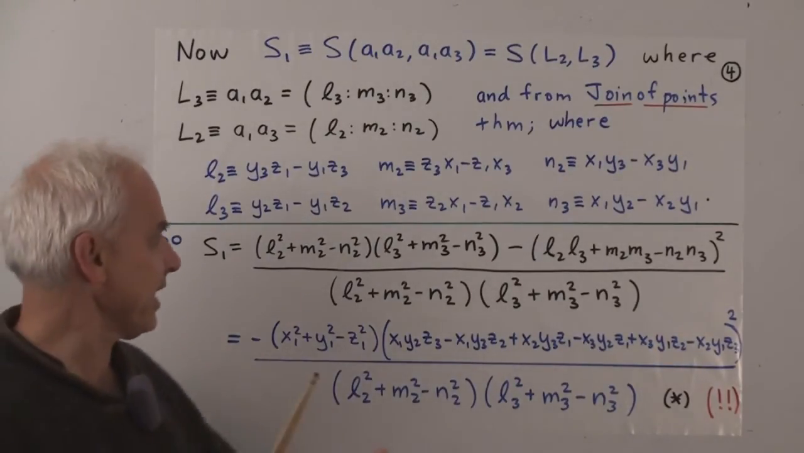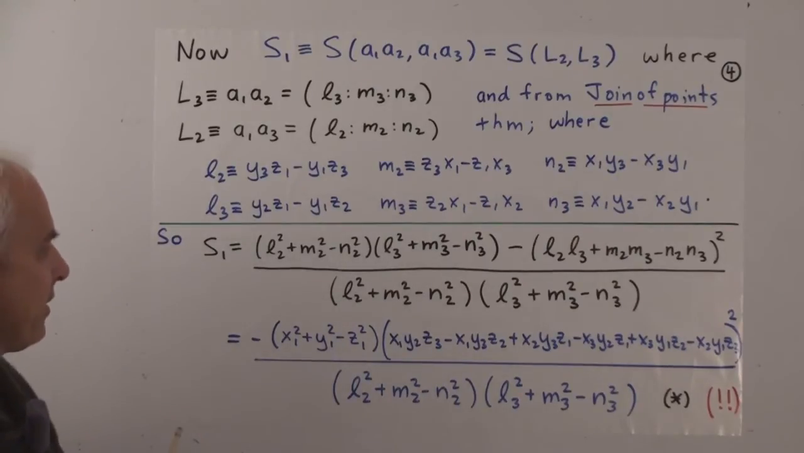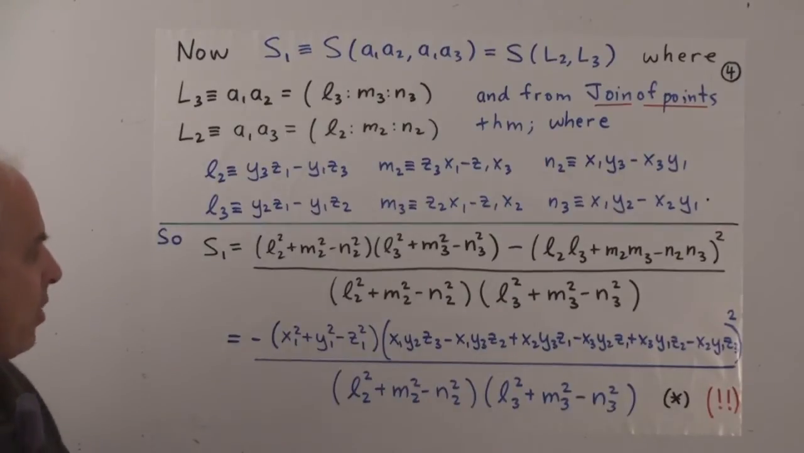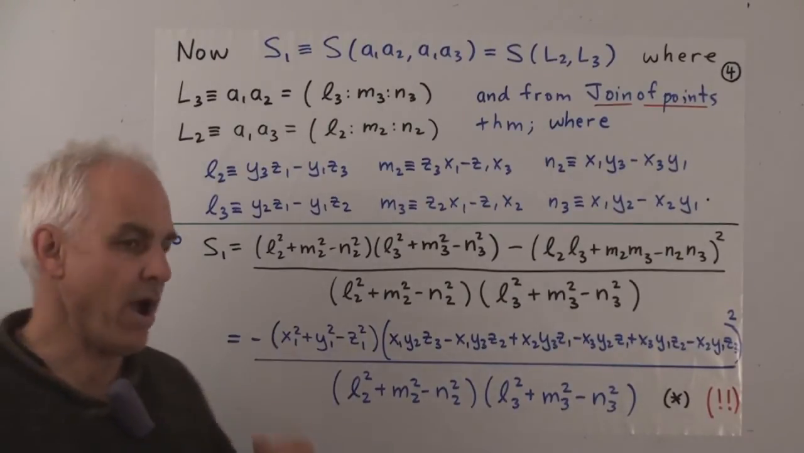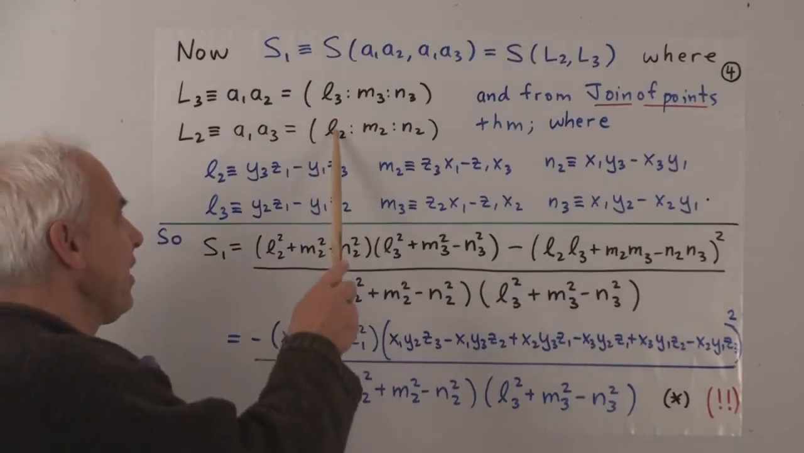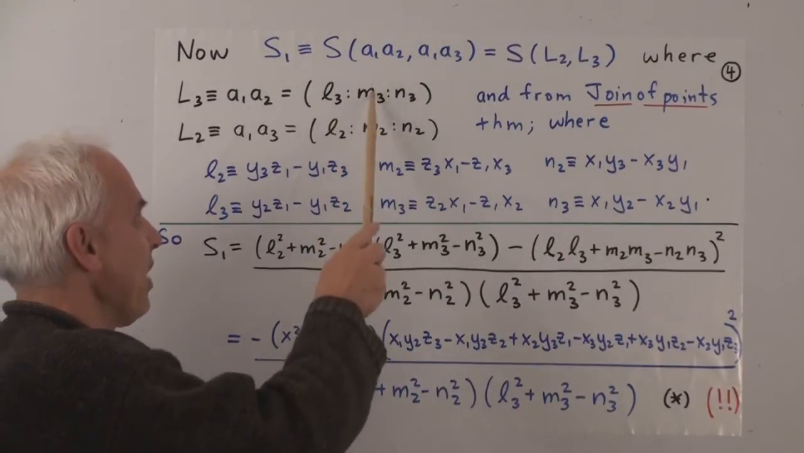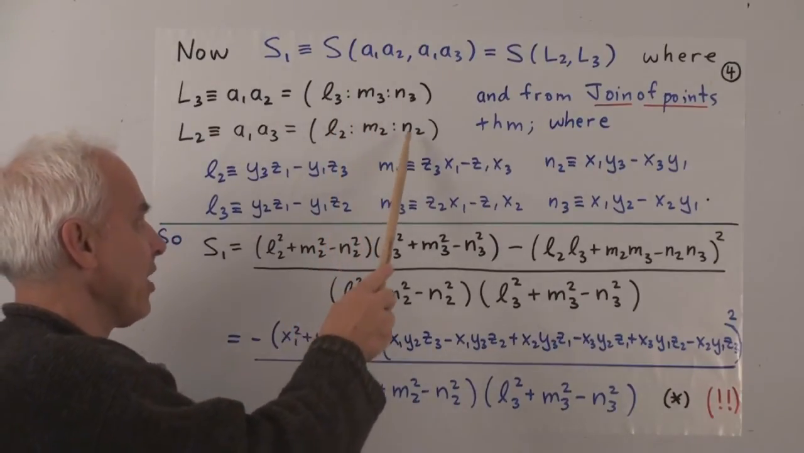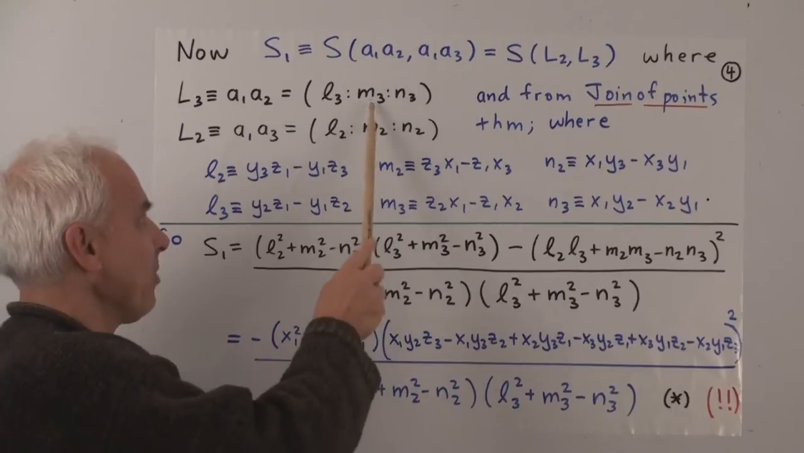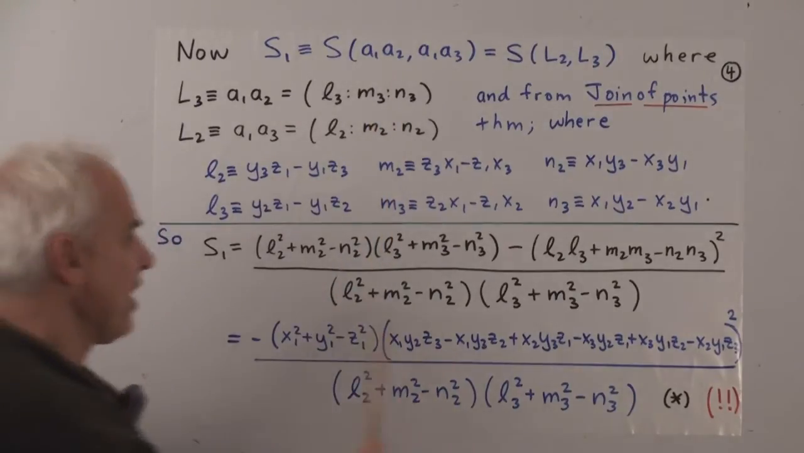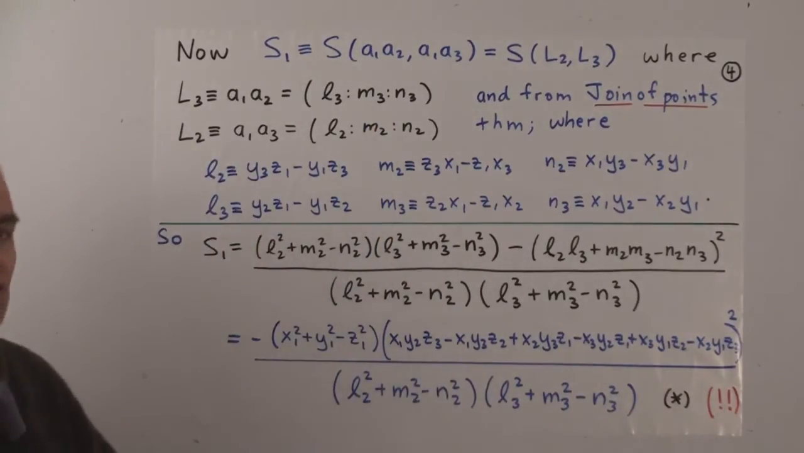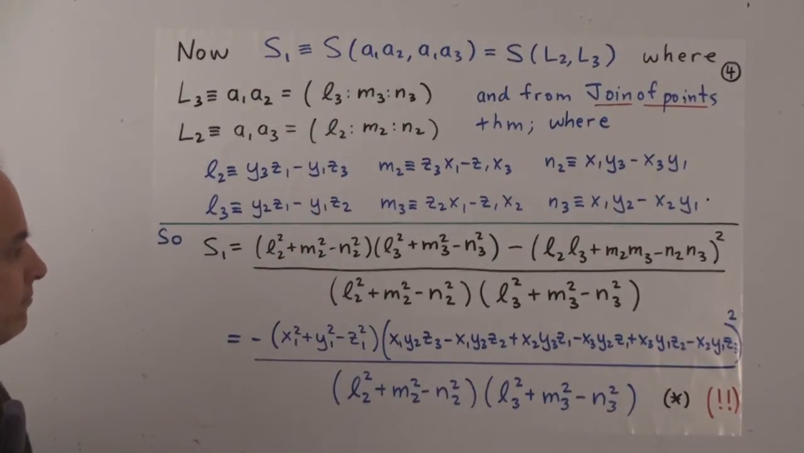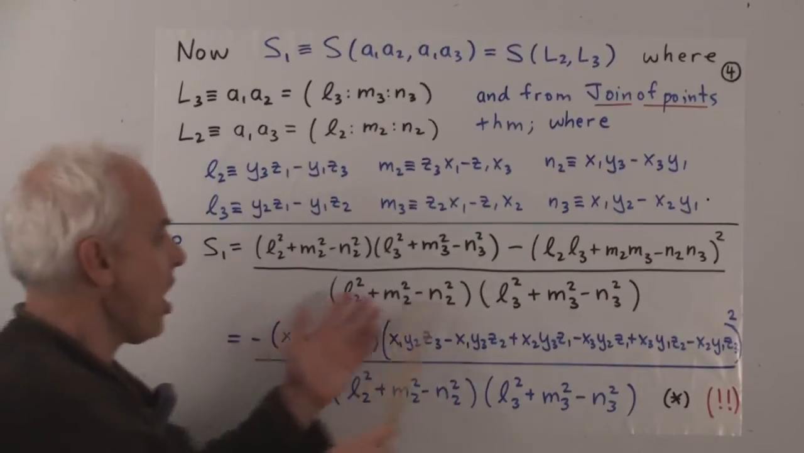So explicitly, what can we say about the spread S1? Well, it's, remember, 1 minus L2, L3 plus M2, M3 minus N2, N3 all squared, divided by L2 squared plus M2 squared minus N2 squared, times L3 squared plus M3 squared minus N3 squared. So I've written that right down here. That's the definition, essentially, of the spread between these 2 lines. And I've got everything over a common denominator.